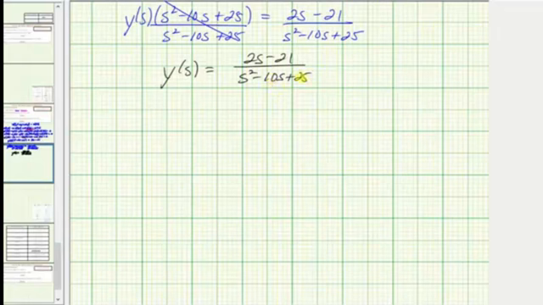Notice how if we wanted to, we could factor the denominator. This is a perfect square trinomial, so we'd have the quantity 2s minus 21 divided by the quantity, we'd have two binomial factors, or the factors of s squared are s and s, and the factors of 25 that add to negative 10 are negative 5 and negative 5. So notice how we can write the denominator as the quantity s minus 5 squared.